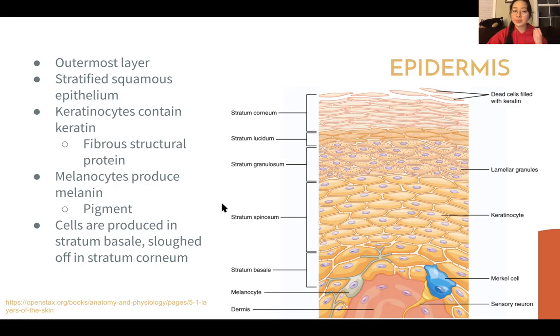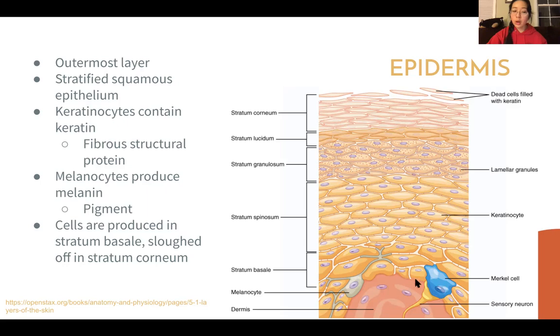All of these cells are called keratinocytes, and they contain a protein called keratin. Keratin is a fibrous structural protein that gives skin its toughness and makes it waterproof. The cells are born down below in the stratum basale, and they proceed upward through the layers of the skin and end up at the stratum corneum where they're sloughed off. As they proceed through this process, they gain more keratin, and that process is called keratinization.